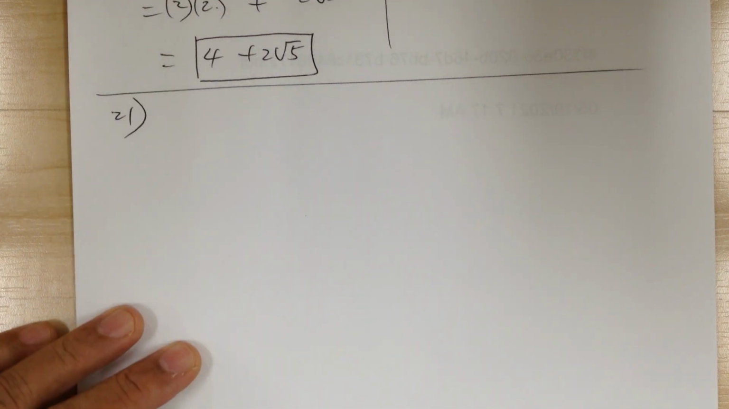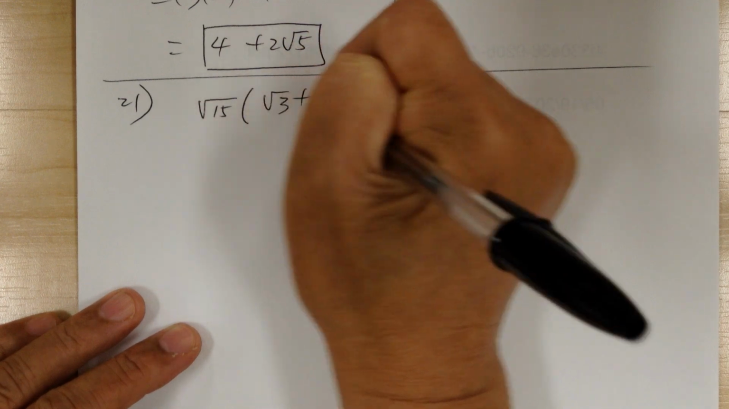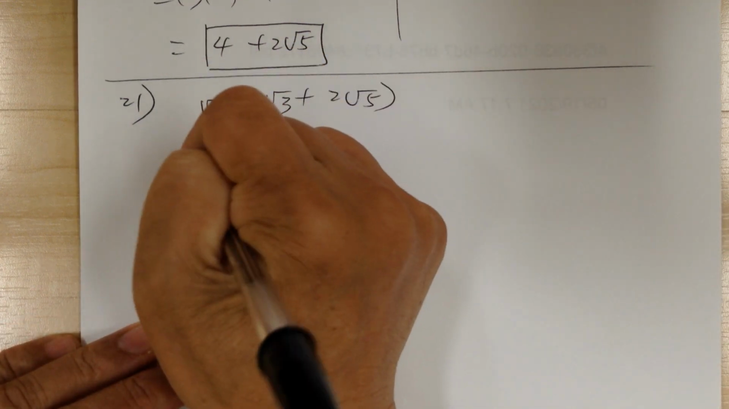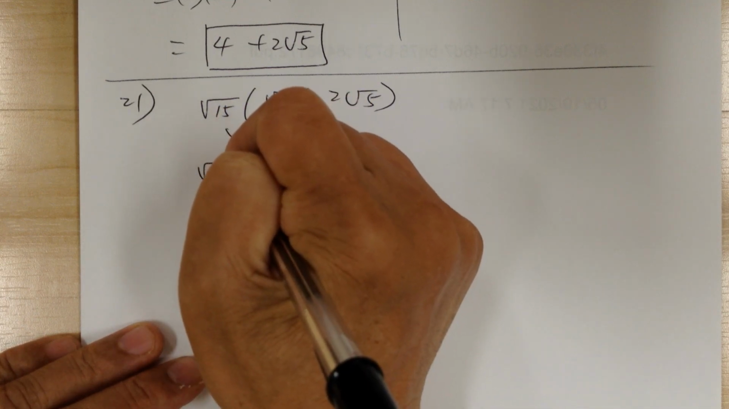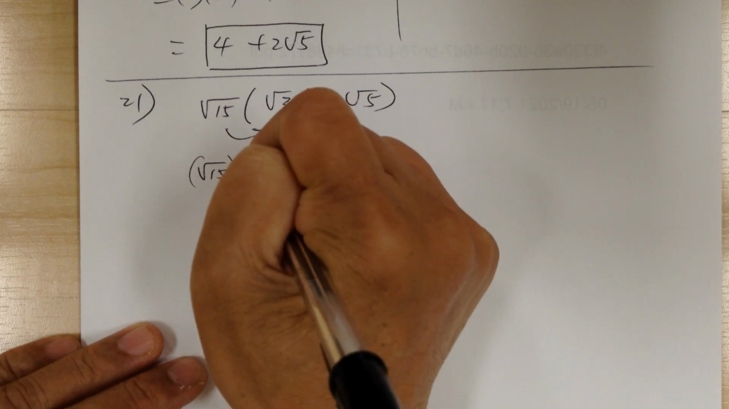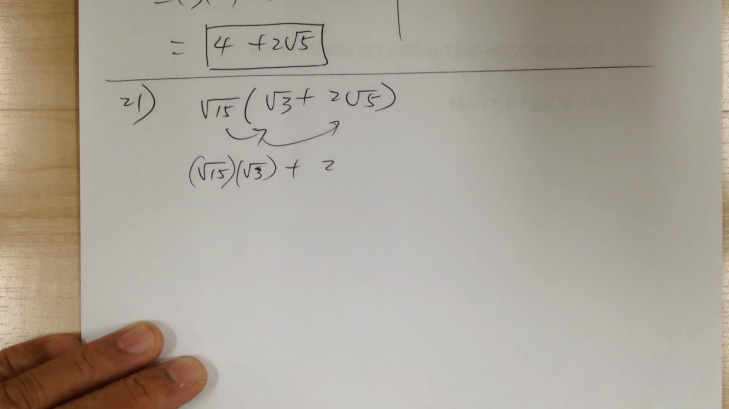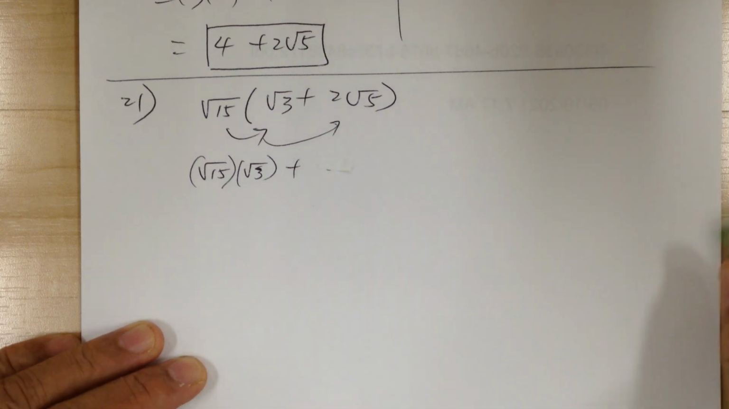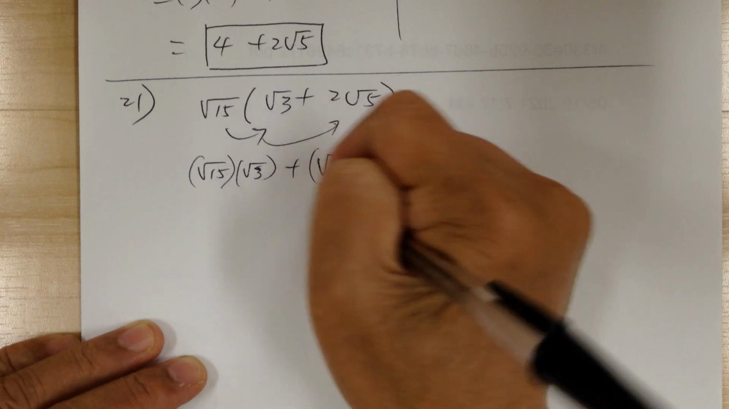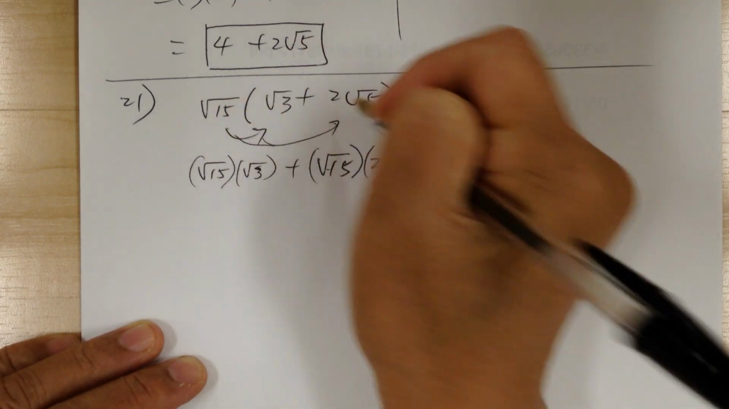Okay, number 21, square root of 15 times square root of 3 plus 2 square root of 5. Again, distribute, so I get square root of 15 times square root of 3, plus, distributing, square root of 15 times 2 square root of 5. Right? So again, just distribute.